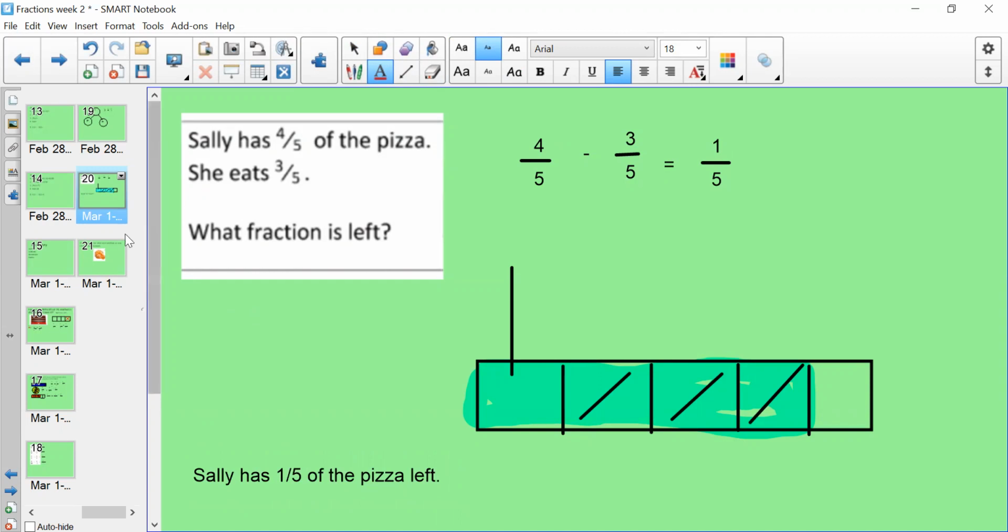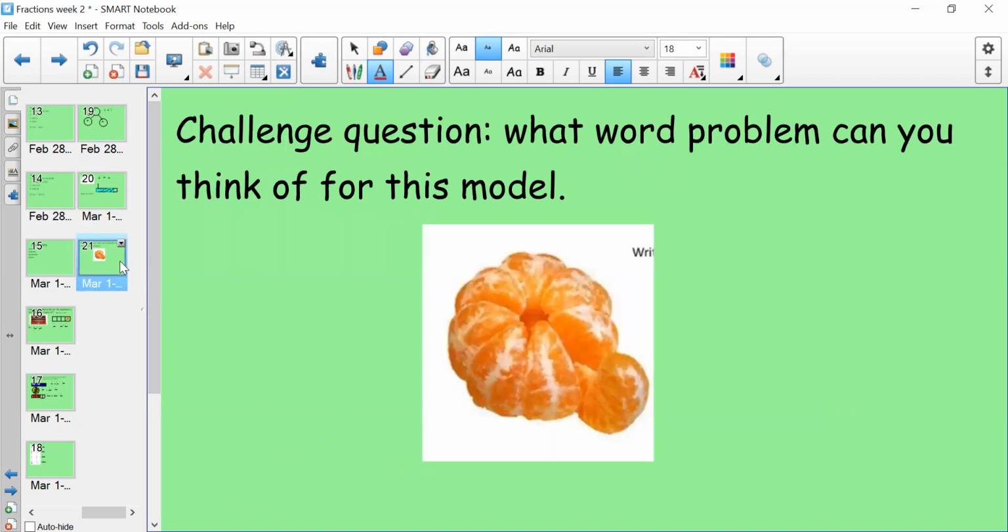Okay, excellent. So as a challenge question, I'd like you to think of a word problem that you could write for this model, this picture. So we've got an orange, and the orange is split into 1, 2, 3, 4, 5, 6, 7, 8 parts. So this is an 8th fraction. What word problem did you come up with for this picture? So pause the video and write down a problem.